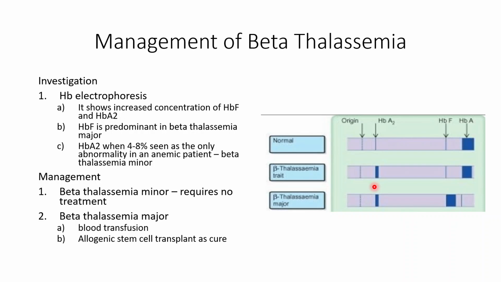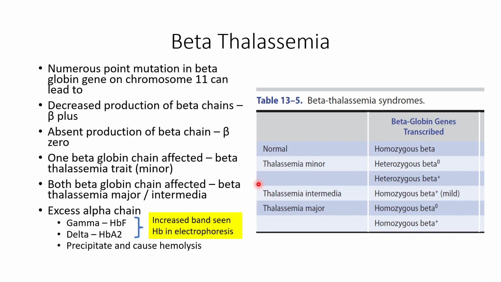It is a very straightforward diagnosis. Anyone who is anemic and has hemoglobin A2 levels between 4 to 8% on hemoglobin electrophoresis is known to have beta thalassemia trait unless proven otherwise. Now why is hemoglobin A2 increased? Because we have excess alpha chain, which combines with delta chains to form increased hemoglobin A2.